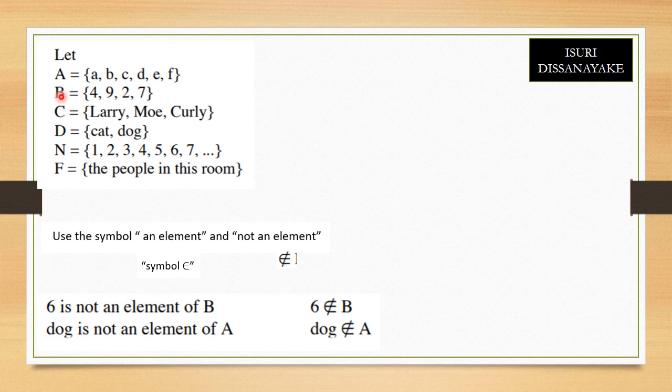If you take set B, in set B you have the elements 4, 9, 2 and 7. And you can clearly see that 6 is not included in B. Therefore, you can say 6 is not an element of set B. Dog is not an element of A. So you just check set A. In set A, there's nothing called cats and dogs. It has A, B, C, D, E, F. So we can clearly see that dog is not an element of set A.